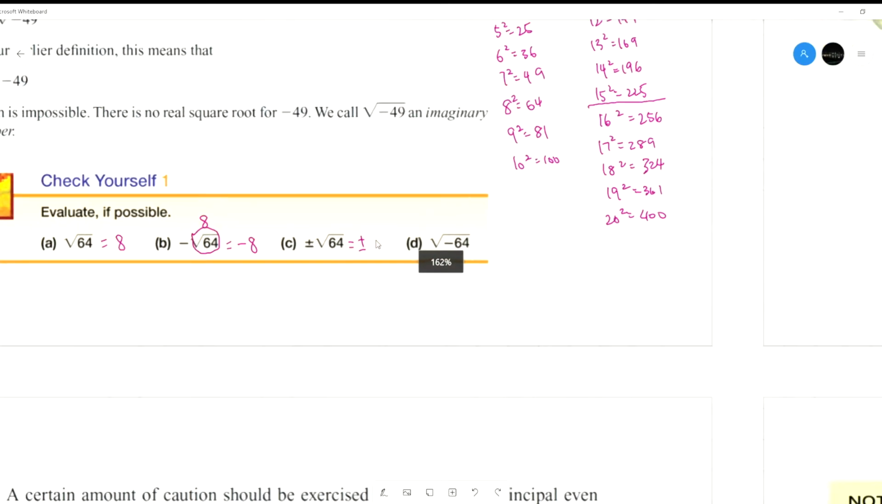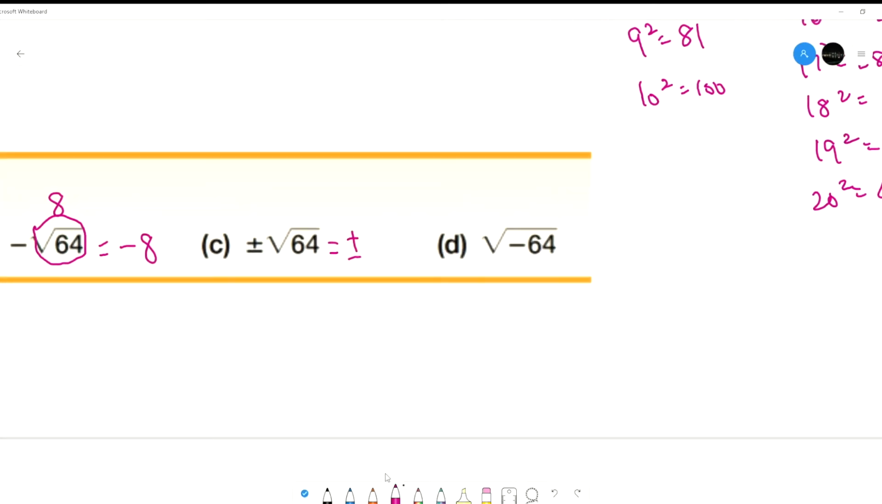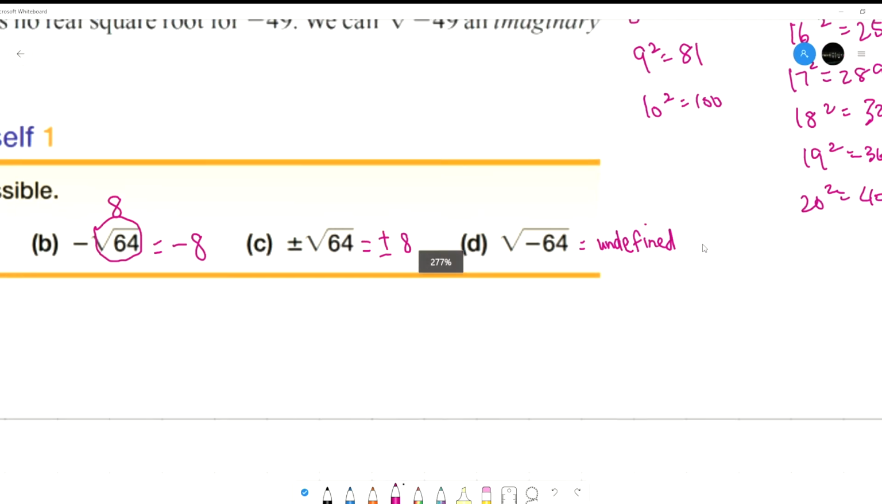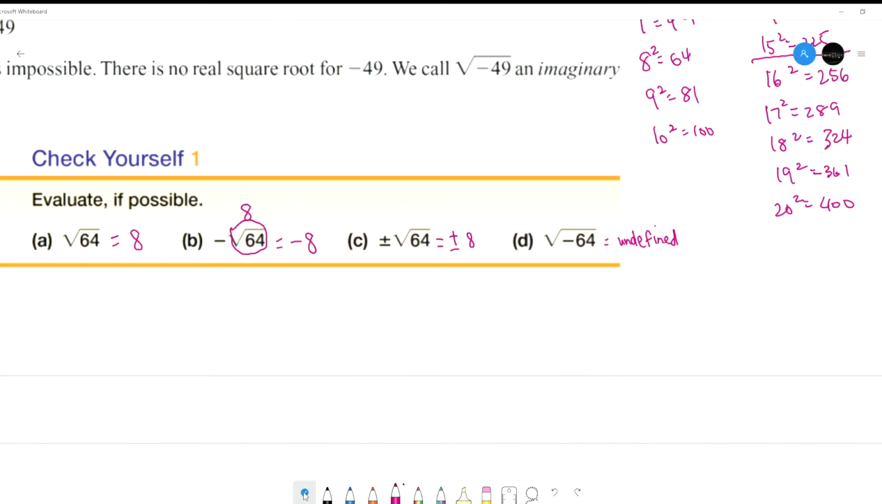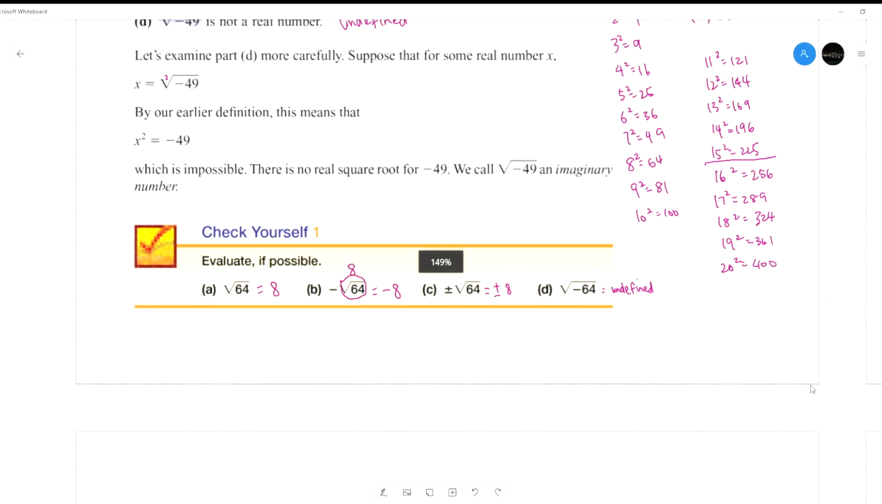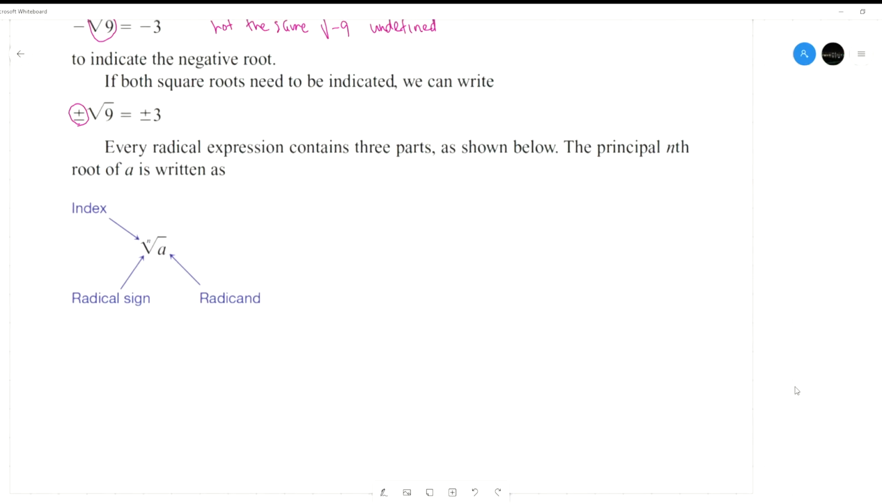Let me zoom in again. So this is plus or minus 8. And last but not least, for this one, I would put undefined for now. Later on, we're going to solve the solution as an imaginary number. But for now, since we're just starting, undefined. Very good.